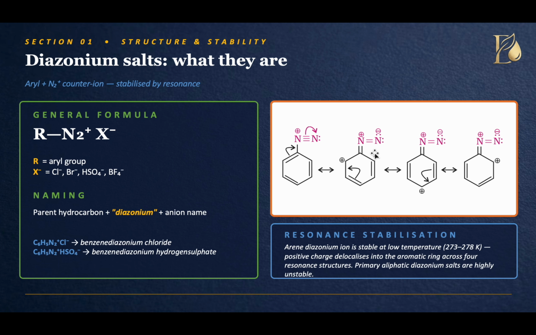And as we have discussed in the previous video, primary aliphatic diazonium salts are highly unstable. They cannot exist, so they will decompose to release N2. So we have discussed that. Okay, so basically we know aromatic diazonium salts are stable compounds. So that's about the structure and the naming of diazonium salt.